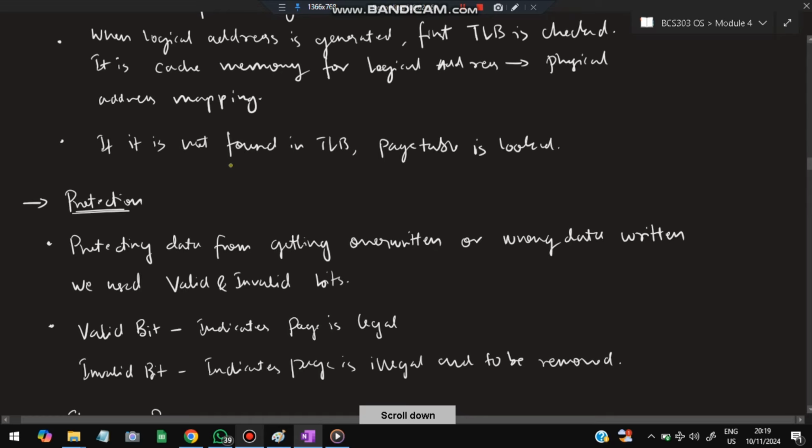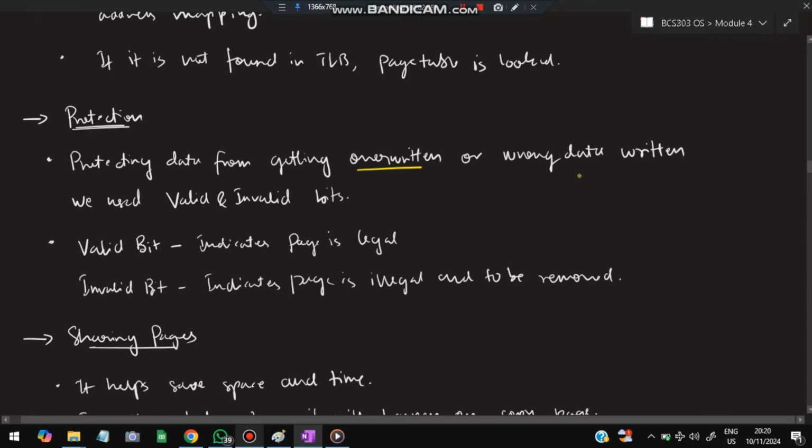Here the concept of protection also comes in, protecting the data from being overwritten or wrong data being written. So we use two bits here, the valid and invalid bit. The valid bit indicates that the page is legal, and the invalid bit indicates that the page is illegal. What do you mean by a page being illegal or legal? Legal means it is present inside the page table, and illegal means it is not present inside the page table and has to be fetched from the main memory. So for protection we'll be using the following bits.